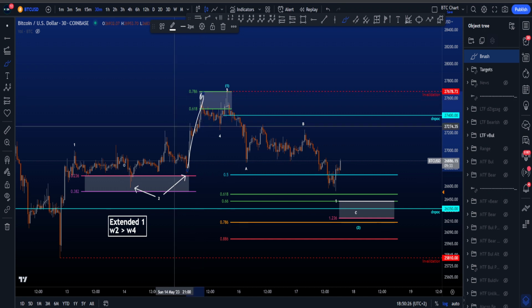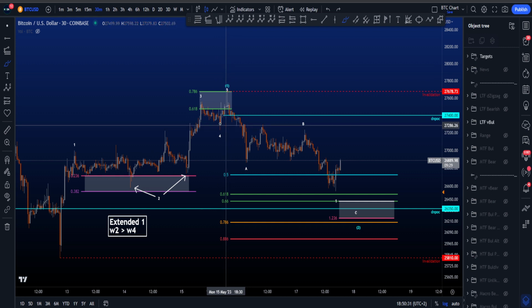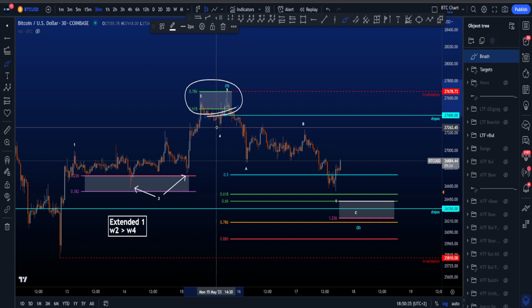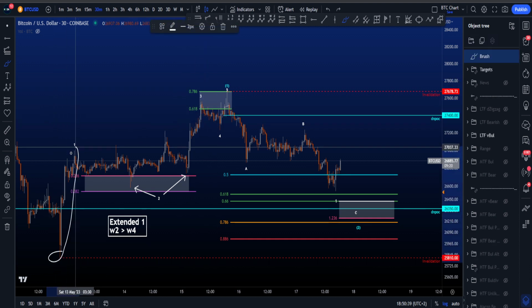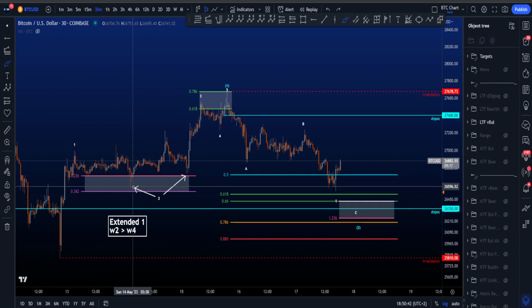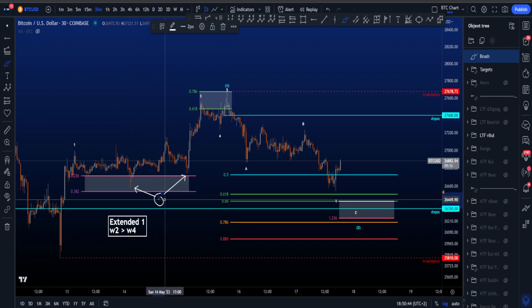Wave 3 has no target when wave 1 is extended. Then we have wave 4, which is respected, but because of the clutter on my chart, I removed the fibs. And then wave 5 should end inside this white box between the 0.618 and the 0.786, taken from the low of 1 to the high of 1 to then the lowest low over here in 2, because that's the problem. Where are we going to put wave 2?